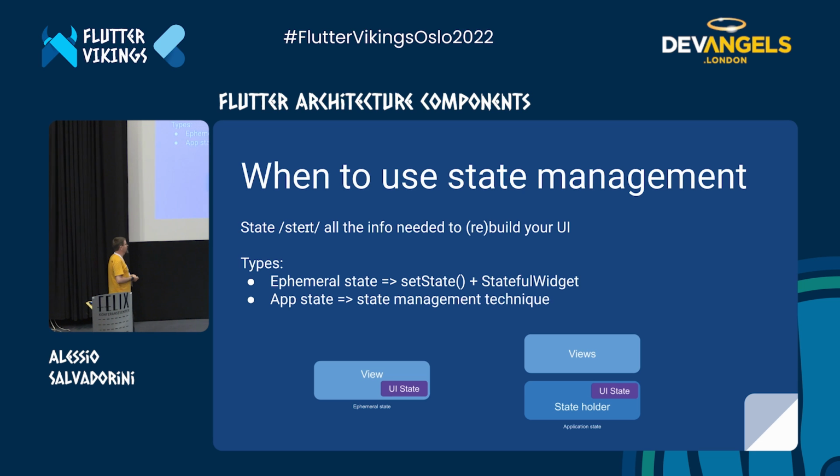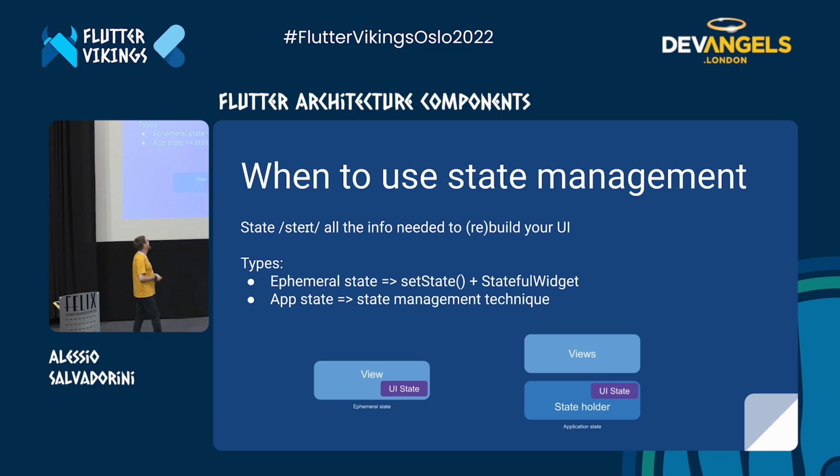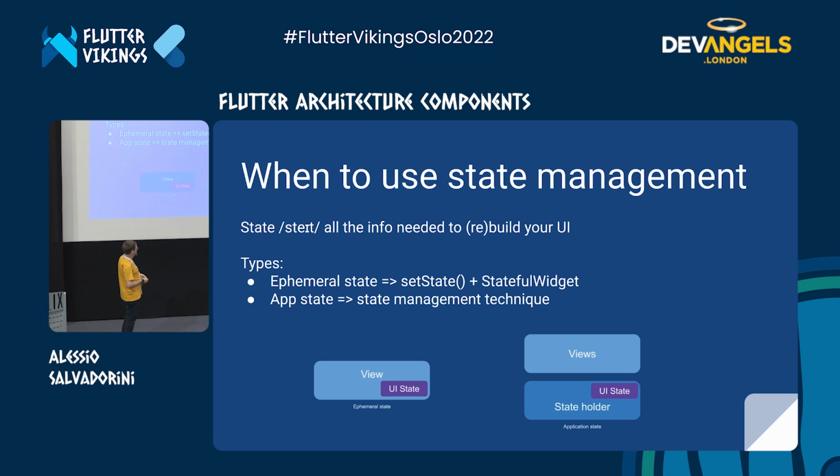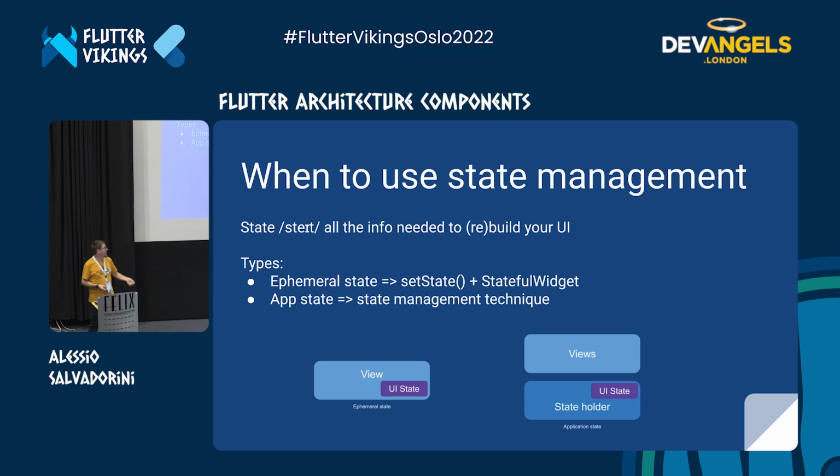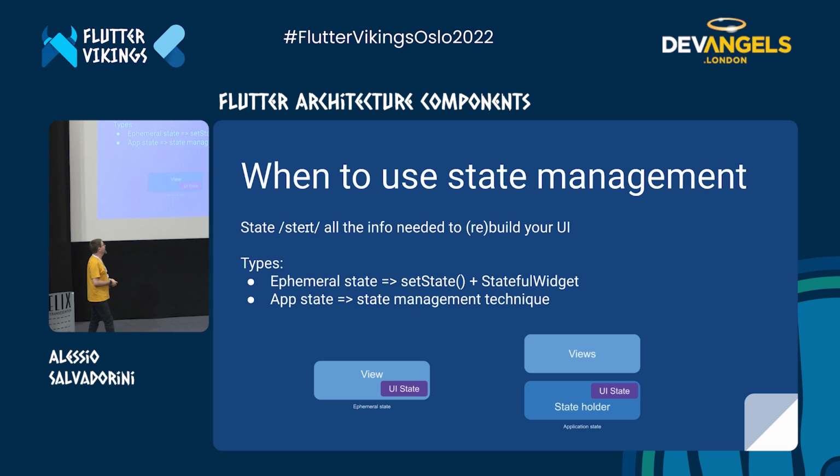Then there is application state, where you actually need state management techniques. And this happens in, I guess, two cases. One is when your state needs to be shared between 2 or 3 or more views. Then you need to move the state away from your view and put it into another class, which is usually called a state holder, because it holds the state. Or when you have only one view, but the state gets so complex that you want to move it into another class to handle it better. And this also allows you to recreate the state between user sessions.